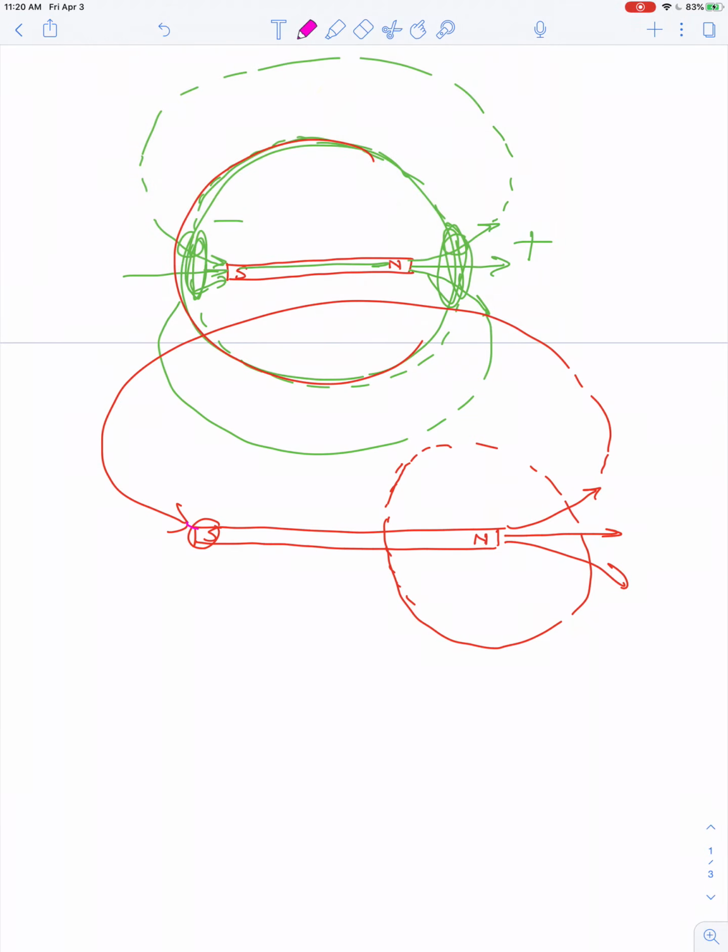That field line doesn't stop at the South Pole. As we've said before, field lines continue to go through the internal magnet, and there they go. They enter my Gaussian surface on this side, so there's no escaping it. There's no way around it. The amount of outward flux will be canceled by some amount of inward flux.